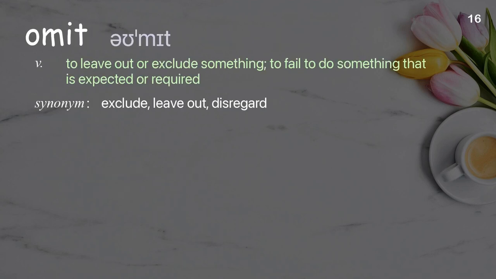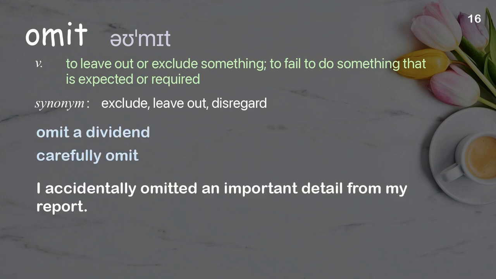Omit. To leave out or exclude something, to fail to do something that is expected or required. Examples. Omit a dividend. Carefully omit. I accidentally omitted an important detail from my report.